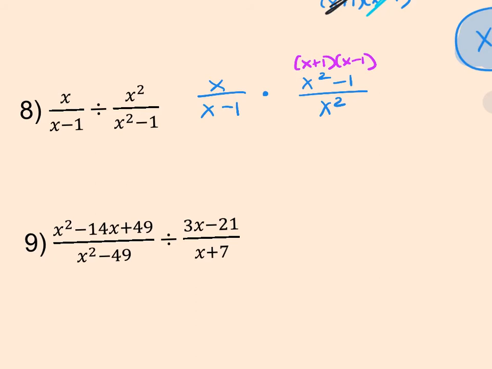We got lucky. There's an x here that cancels with one of the x's on the right-hand side. And there's an x minus 1 here and an x minus 1 here. All that's left is the x plus 1 in the numerator. What about the other x on the bottom? Aw, thank you. Over x. Good job.